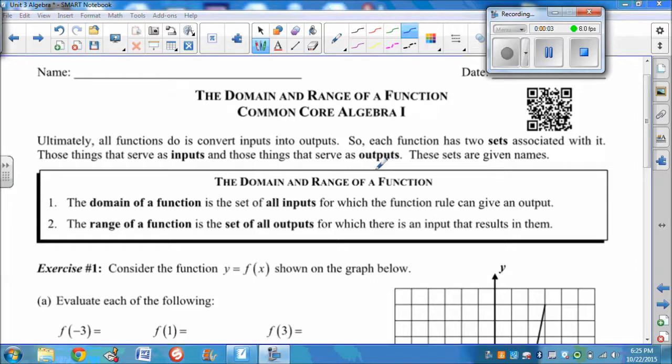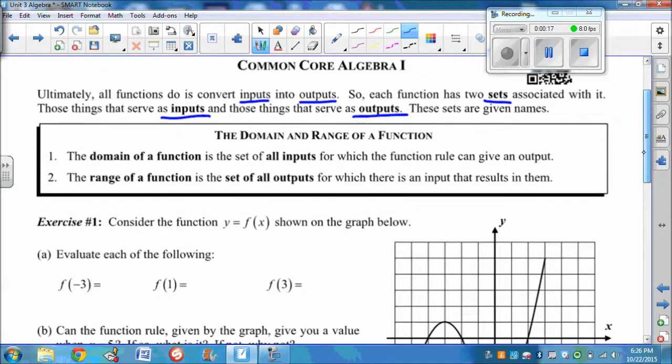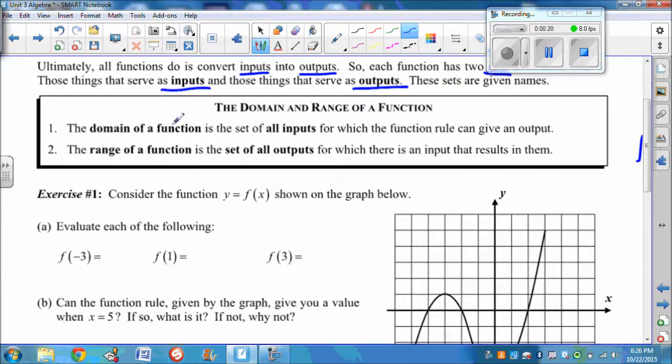The domain and range of a function. Ultimately, all functions do is convert inputs into outputs. So each function has two sets associated with it: those things that serve as inputs and those that serve as outputs. So the domain and range of a function.